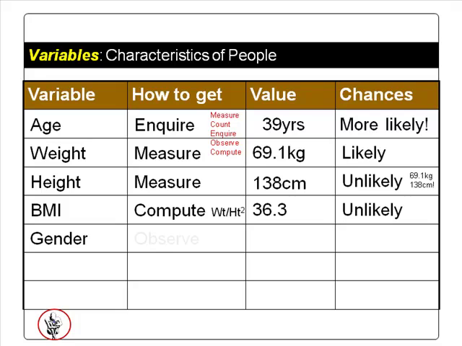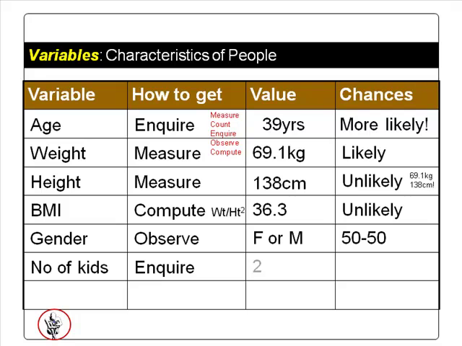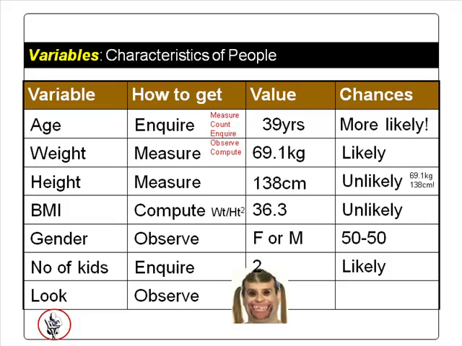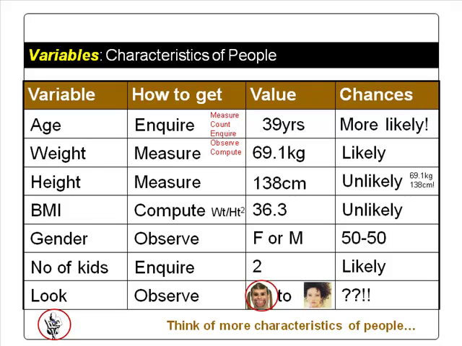We can usually tell the gender of a person by the look. There may be a 50-50 chance of the object being a male or female. But this may not be true in an engineering course, where there are more males than females. Number of children has to be inquired. 2 is a more likely value than 4, or 5. The scoring for look may be subjective. It can range from unbearable to outright gorgeous. Can you think of more characteristics of people?